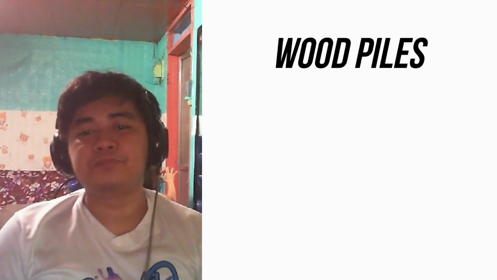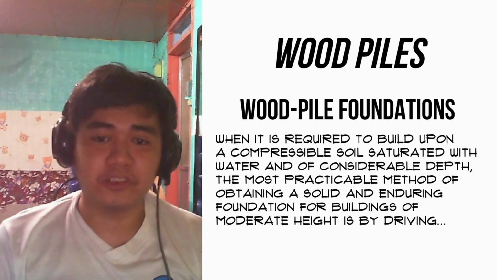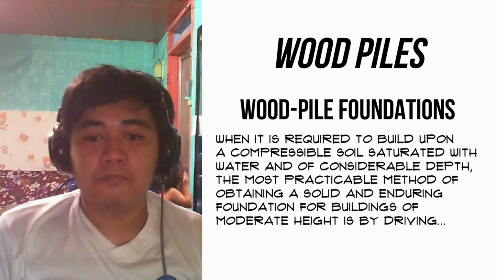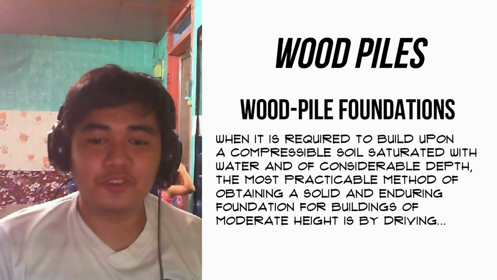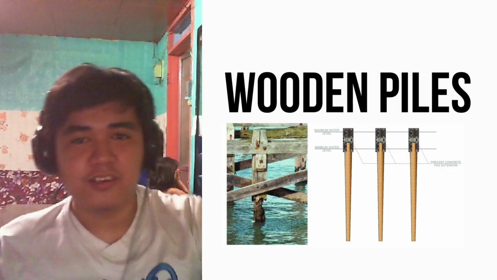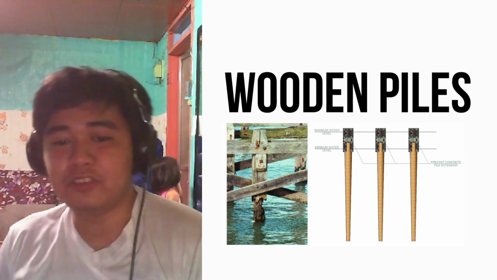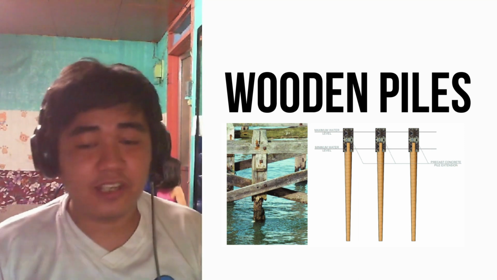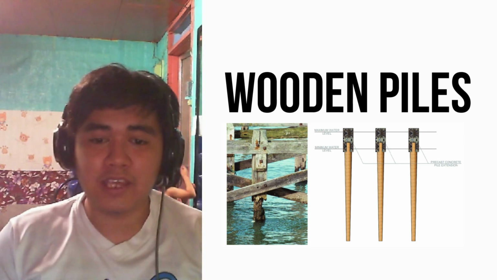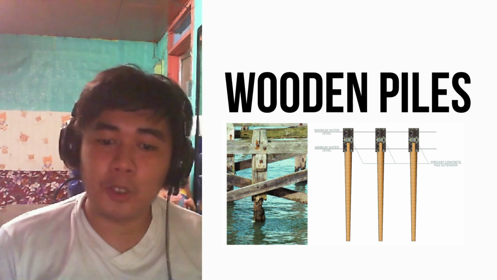Wood piles. When it is required to build upon a compressible soil saturated with water and of considerable depth, the most practicable method of obtaining a solid, enduring foundation for buildings of moderate height is by driving wooden piles. Wooden piles are made from the trunks of trees and should be as straight as possible and not less than 5 inches in diameter at the small end for light buildings or 8 inches for heavy buildings.